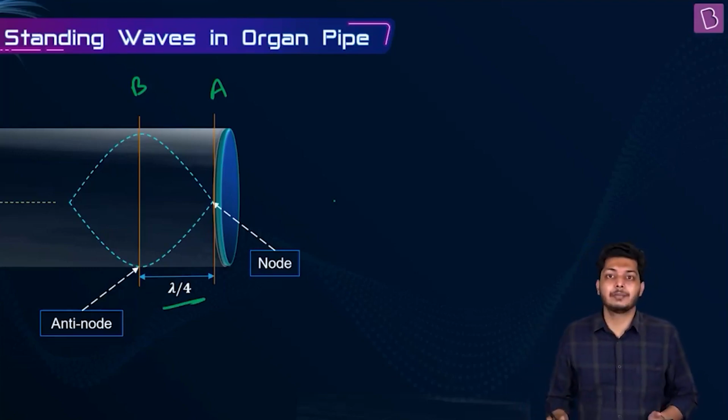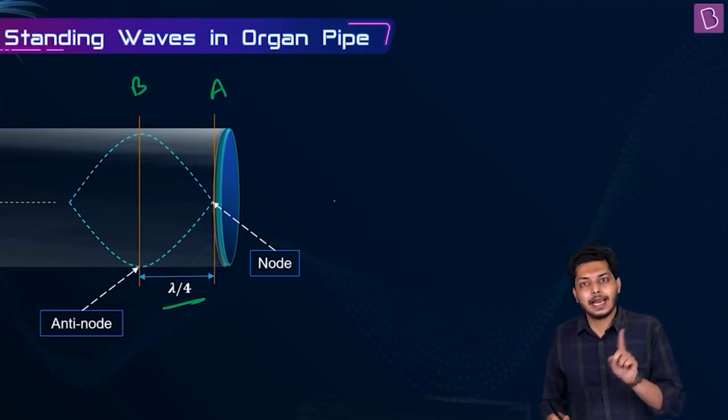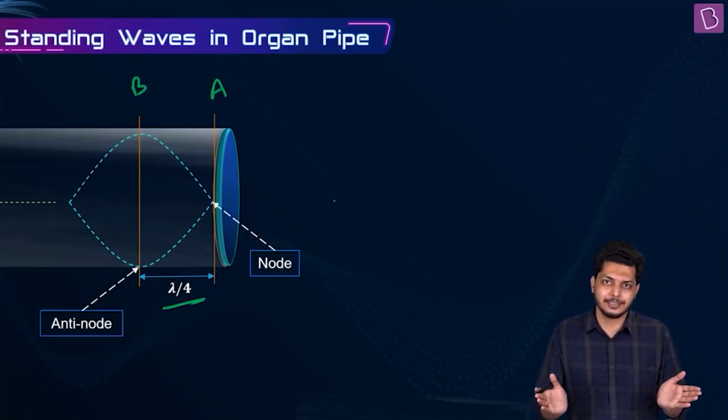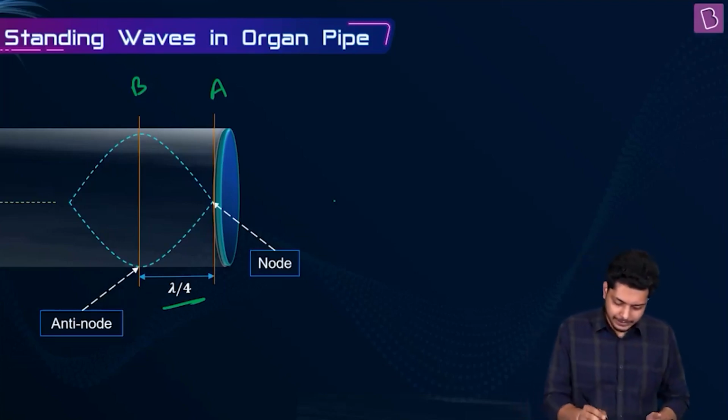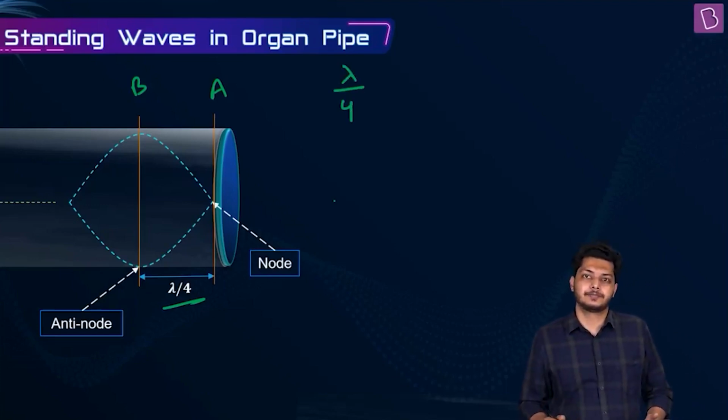So how much is this distance? This distance is lambda by 4. The distance between a node and an antinode of any wave is lambda by 4, right? No need to explain that. Yes? Okay. So basically, we have to find lambda by 4 for this situation.